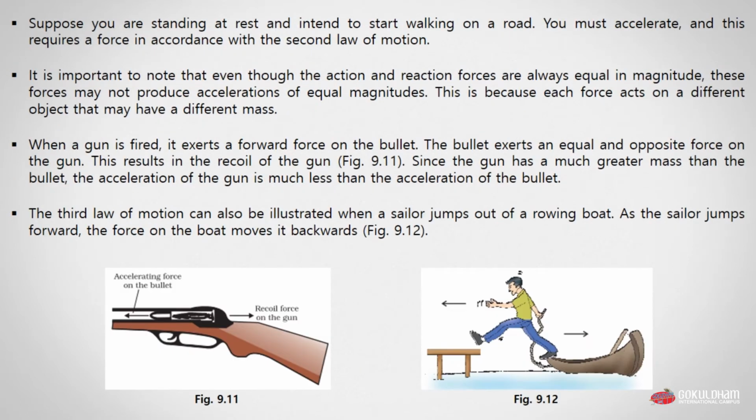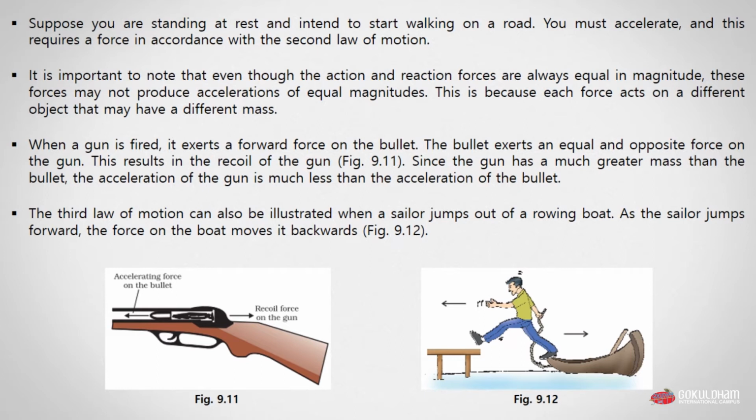Suppose that you are standing at rest and intend to start walking on a road. You must accelerate, and this requires a force in accordance with the second law of motion. It is important to note that even though the action and reaction forces are always equal in magnitude, these forces may not produce accelerations of equal magnitude. This is because each force acts on a different object, and the two objects may have different masses from each other.